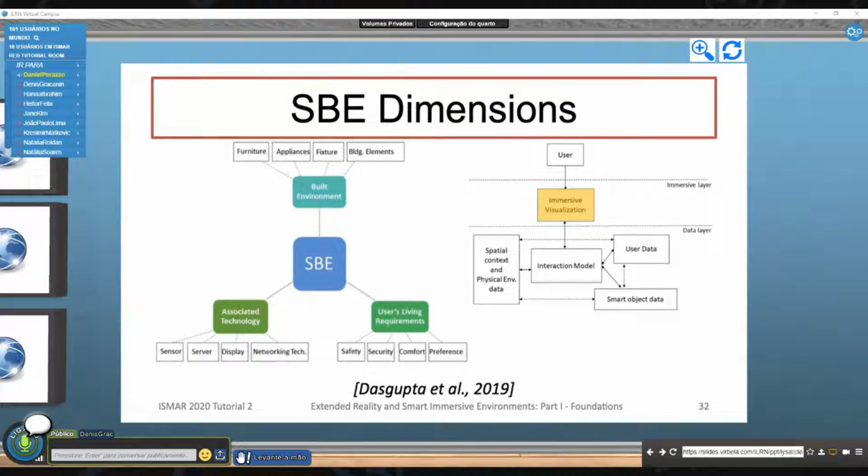But in terms of smart built environment, we add one more dimension, which is associated technology. So now we inject the technology into the design process and see how that modifies the overall design process for smart built environment. So in that design process, now we can actually look at the interaction model, we can look at the spatial context and physical environmental data, overall user data, data that comes from smart objects, and then through that we can provide some visualization to user either to design the space or to explore the space.